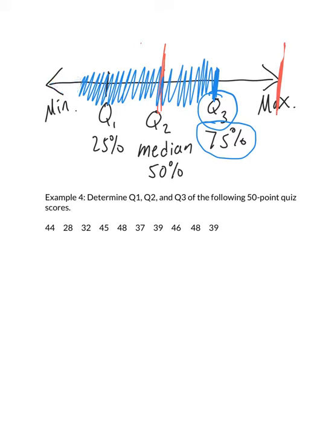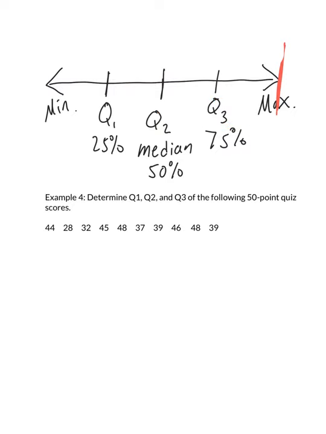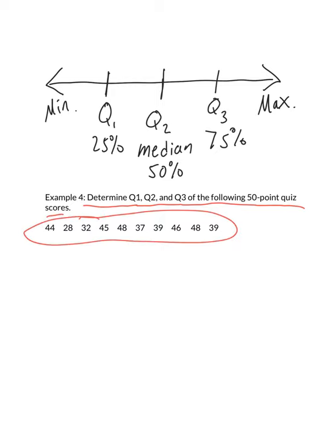It's honestly up to you when you hit the homework, when it asks you just to find each of the quartiles, if you want to do it longhand or if you want to make your calculator do the work. I'm going to go ahead and do it both ways. So looking at example 4, it says determine Q1, Q2, and Q3 of the following 50-point quiz scores. And here are the scores right here.